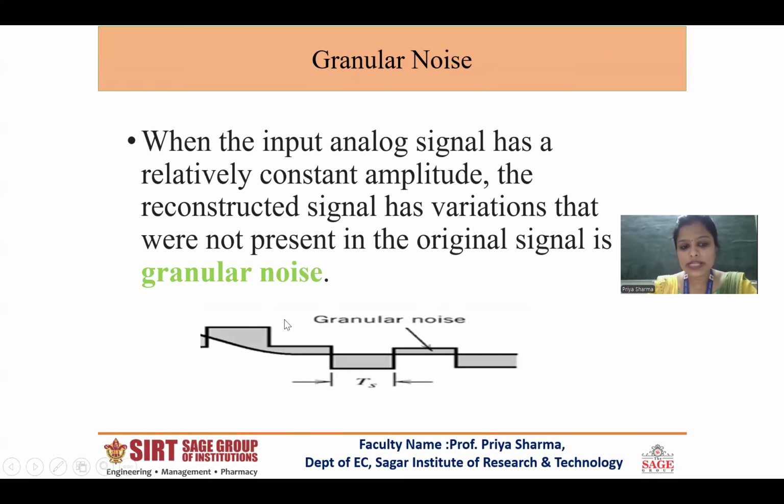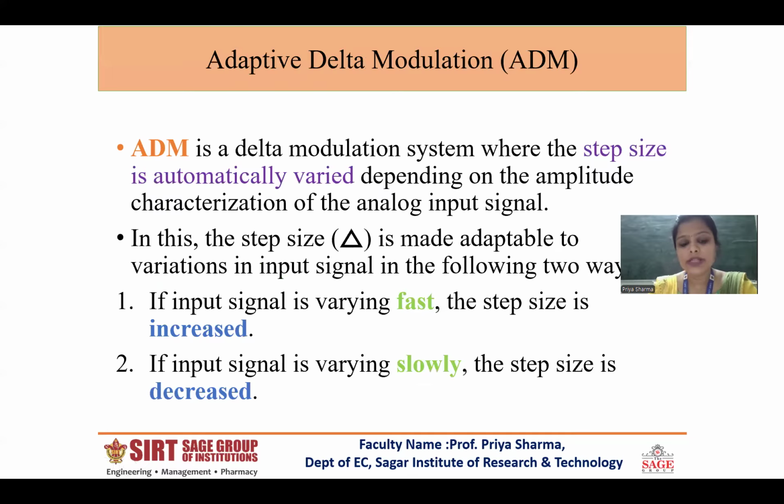What is granular noise? If the signal is constant, meaning the modulating signal is of constant amplitude. When the input analog signal has a relatively constant amplitude, the reconstructed signal has variations that were not present in the original signal. So the step size will be read like this, and the granular noise will be injected in our modulated signal. So these two drawbacks or disadvantages have been overcome by using adaptive delta modulation.